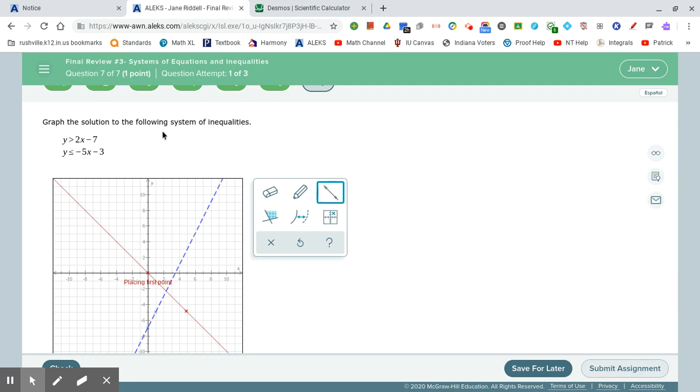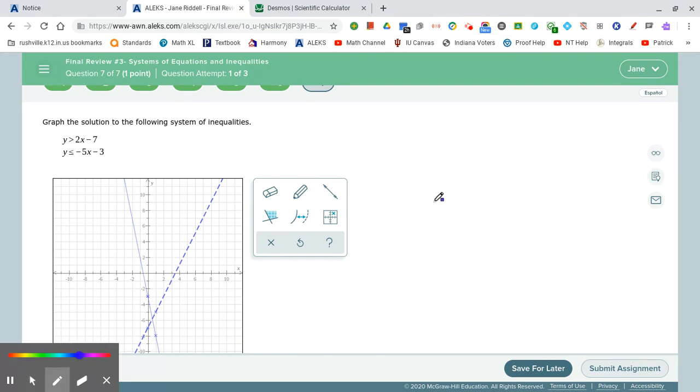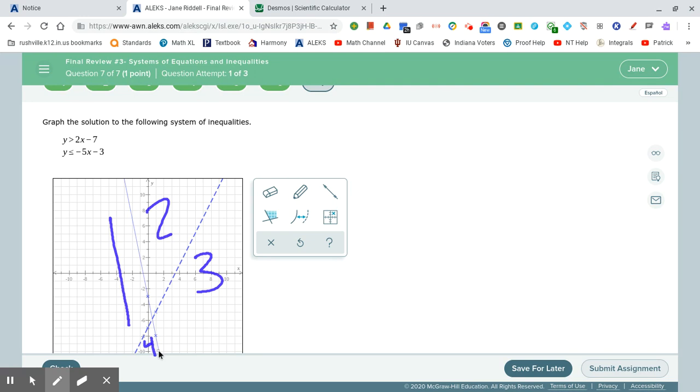My second inequality has a y-intercept down at -3, and then the slope is -5, so I'm going to go down 1, 2, 3, 4, 5, and then to the right by 1. That one needs to stay a solid line because it says or equal to. All right, so now notice that we have 1, 2, 3, 4 regions that this plane has been split into. We need to figure out which one of these we are going to shade.